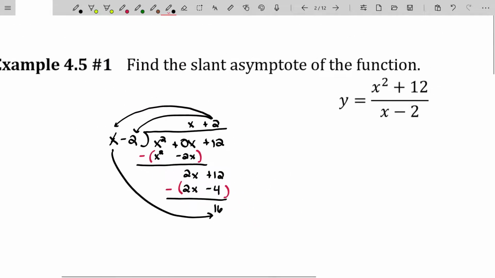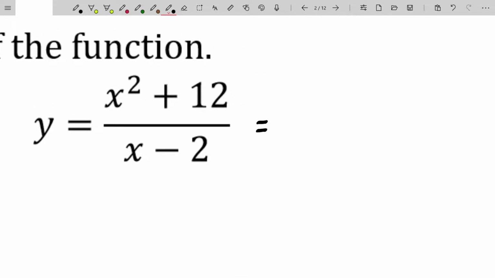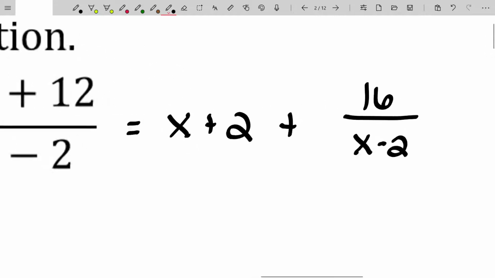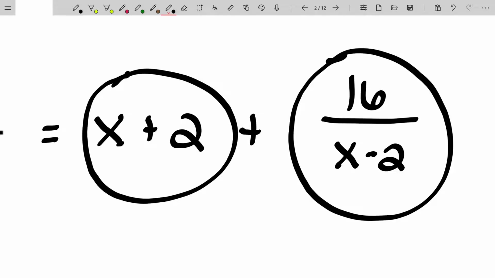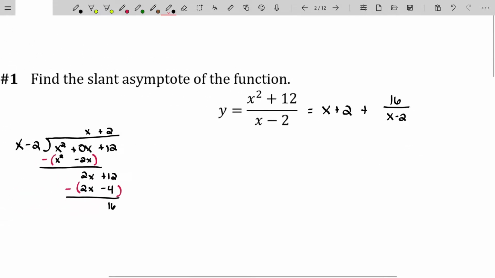Again, you guys know that from your pre-calculus course, but once you do that, you find that this can be written as the quotient, which is x plus 2, plus the remainder, which is 16, over the divisor, whatever you want to call it. And as x goes to infinity, we know that this is going to disappear because that'd be 16 over an infinite number. And because it disappears, all that would remain is this linear part, those linear terms, I should say. So that's kind of how you did it in pre-calculus or maybe college algebra.